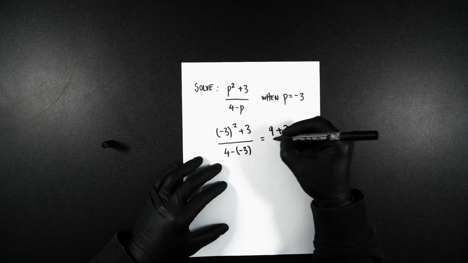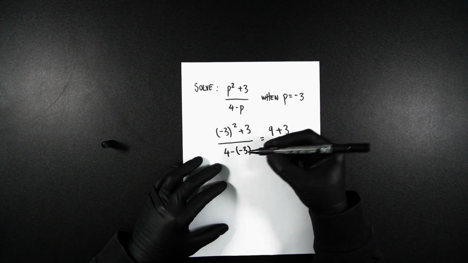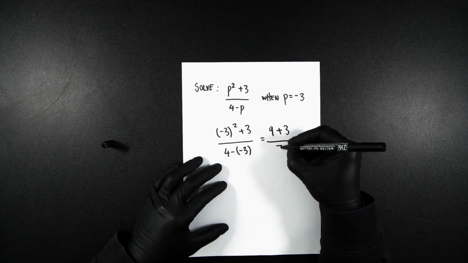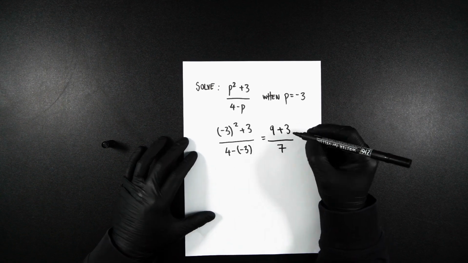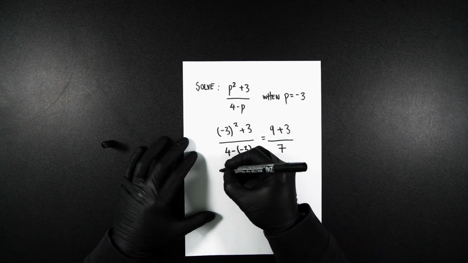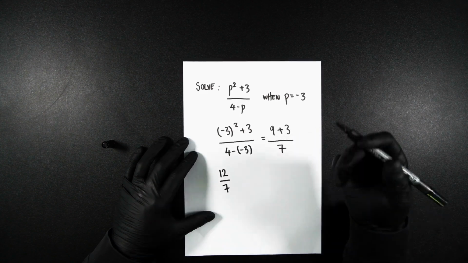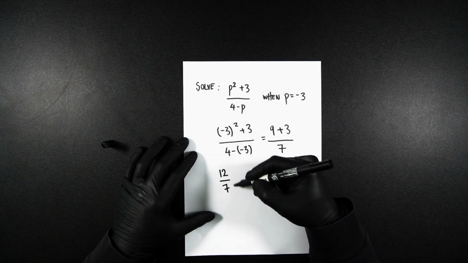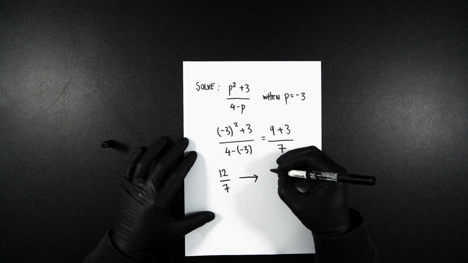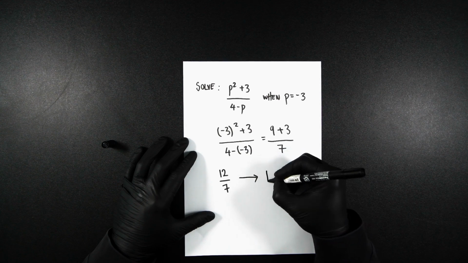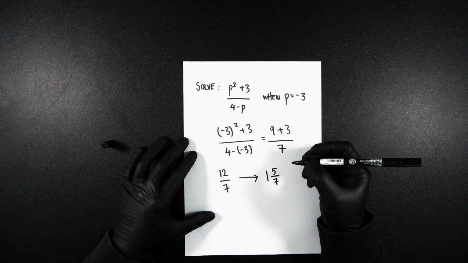Plus 3. 4 minus minus 3 is 4 plus 3, which is 7. Let's now do the addition in the numerator. So 9 plus 3 is 12 divided by 7. Depending on what the question asks, you can either leave it as a top-heavy fraction, or you can simplify it into a mixed number. So you can get 1, 5 over 7.